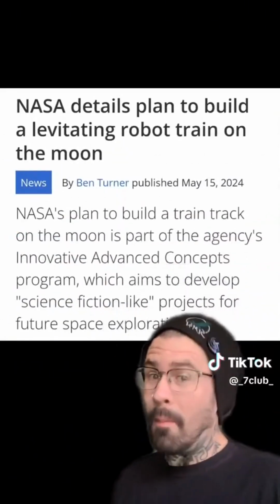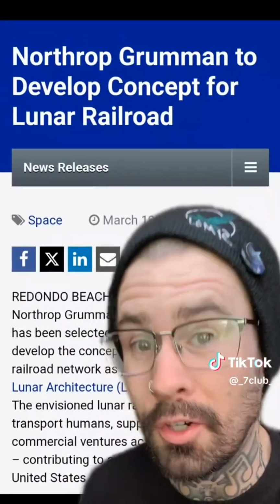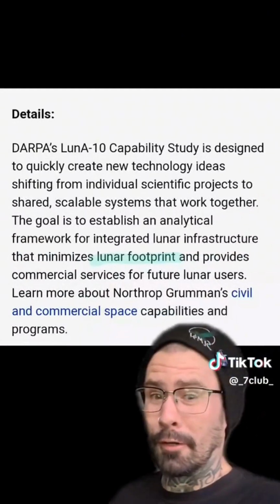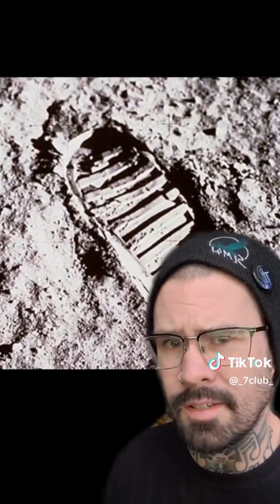Not one, but 2 moon trains are being funded now. NASA plans to build a levitating robot train on the moon, not to mention the underground railroad system that's in the works. They say this will minimize the lunar footprint. I only know of one footprint on the moon. Does the moon have a climate crisis now with no atmosphere?